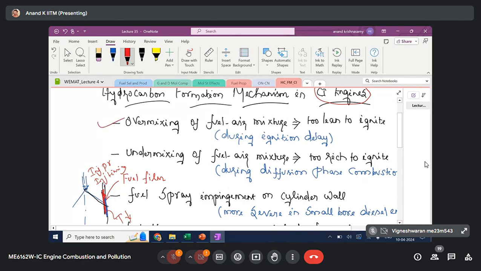So one of the HC formation sources in a CI engine, unlike an SI engine, is primarily mixture preparation. You have a non-uniform mixture in a CI engine due to less time available for mixing. This is what we have already discussed. So the sources for HC formation in a CI engine are primarily related to fuel-air mixing. One important source for forming HC in a CI engine is over-mixing. Over-mixing of the fuel-air mixture will result in a too lean mixture, so Phi will be considerably low. It will go lower than the lean limit.